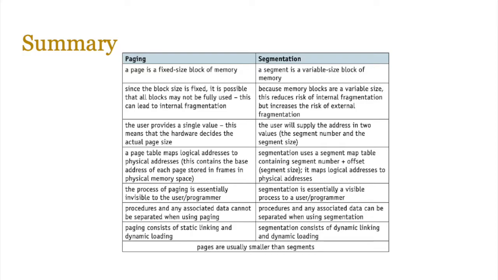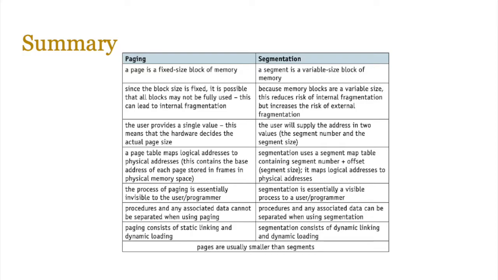are as well. In paging, a page is a fixed size block of memory. Segmentation includes a variable size block of memory. And since in paging this block size is fixed, it's possible that blocks may not be fully used. You might end up having internal fragmentation. And because memory blocks are variable, this reduces the risk of internal fragmentation, but increases the risk of external fragmentation.